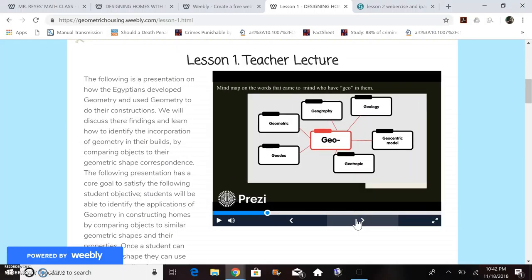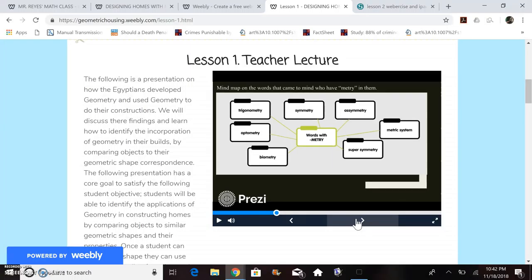What words can you come up with that have geo in them? And the guided notes will help them in including their own and mine, different ones, and viewing the similarities. As you can see, it's the geocentric model, and they would also write down why. The geocentric model is the model in astronomy where you put the Earth in the middle. Geology, the study of the Earth. So geo means Earth. Another one is metry, to measure. The metric system is a perfect example.